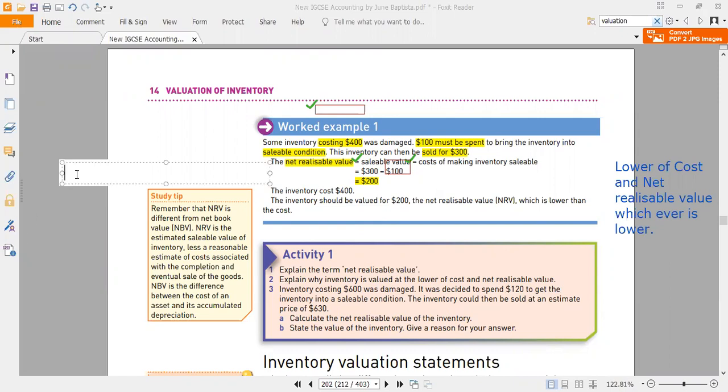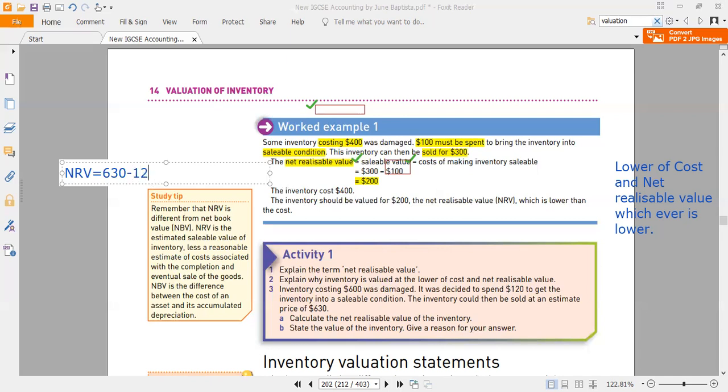You have to calculate net realizable value. How can you calculate the realizable value? In this case, how much is it? Saleable value, how much? The inventory cost is the cost, we will not write this one. It is decided to spend 120, and it is sold at 630. Is it clear? 630 is what you can sell it for, and before sale you have to spend 120.